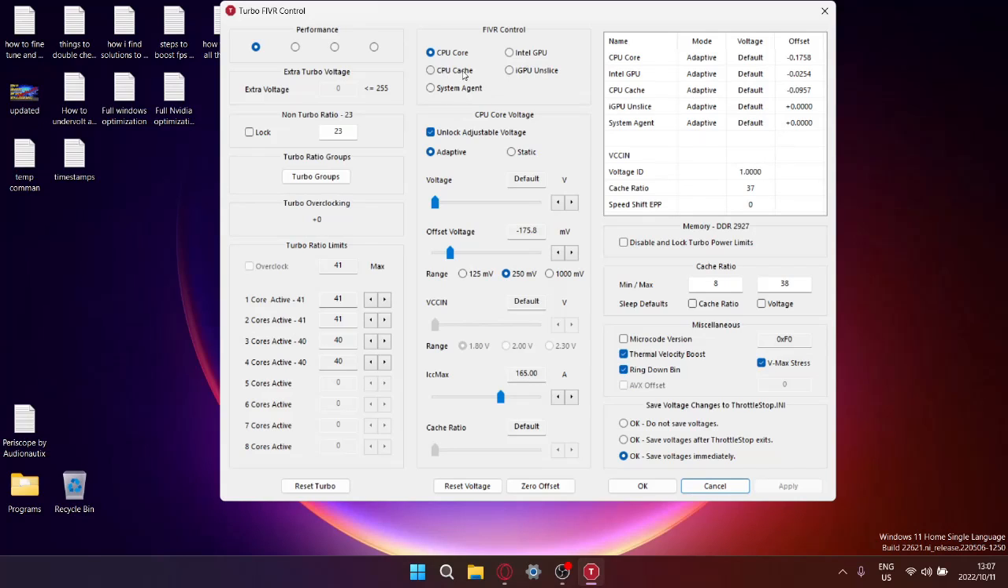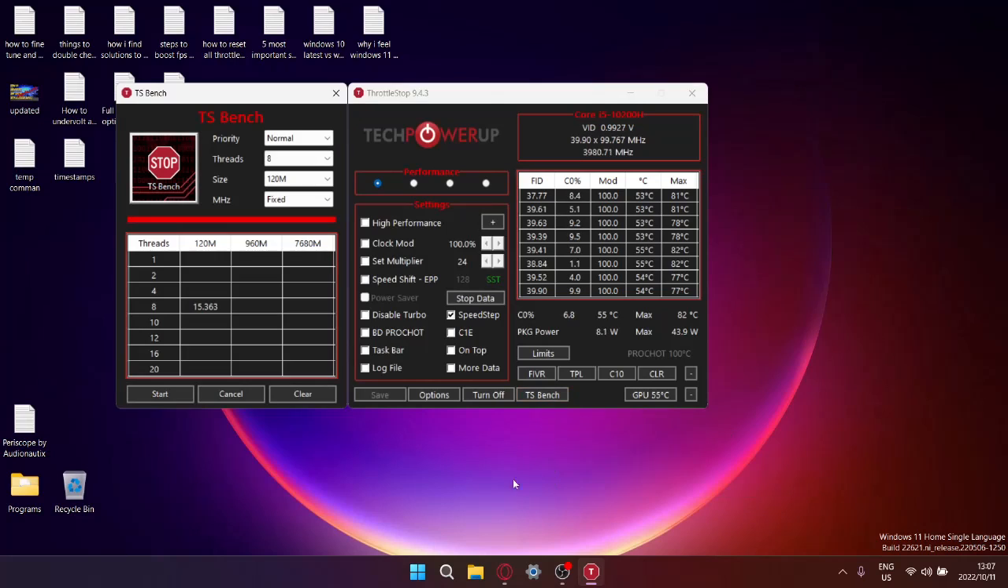So now set your CPU core and your CPU cache to whatever figure you find to be the best. Now somebody suggested minus 75 millivolts on the cache and minus 150 millivolts on the core. So what I did is I did that, and then once I set the core to minus 150 and the cache to minus 75, I went out of there and then I ran TS Bench. And if you run TS Bench and you're not getting any error messages yet, chances are your CPU is going to be fine, and that is a very stable undervolt.